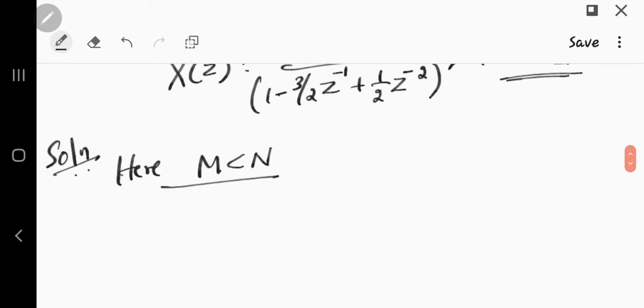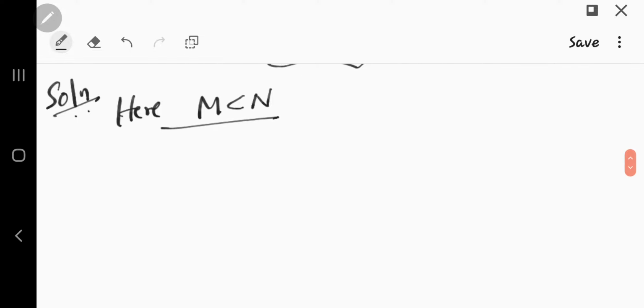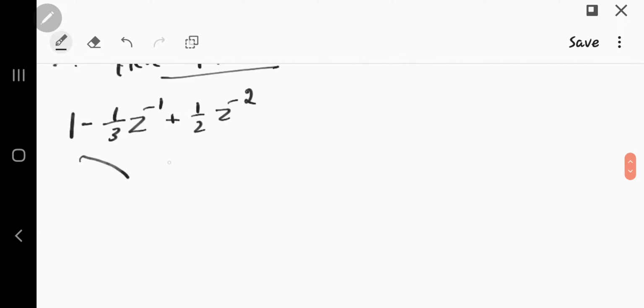And this term, now if you are applying the partial fraction expansion, it is mandatory that you find the factors of these two. Now for 1 minus 1 by 3 z inverse plus 1 by 2 z power minus 2, you can find the factors in this way.